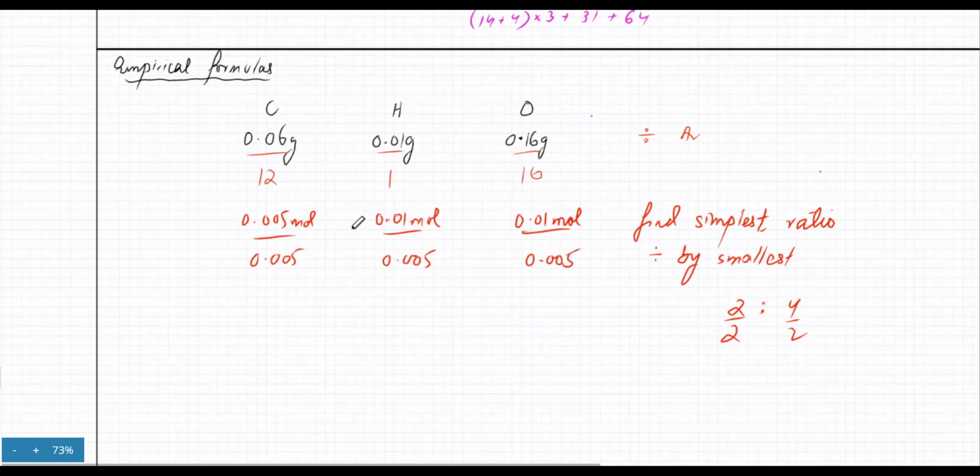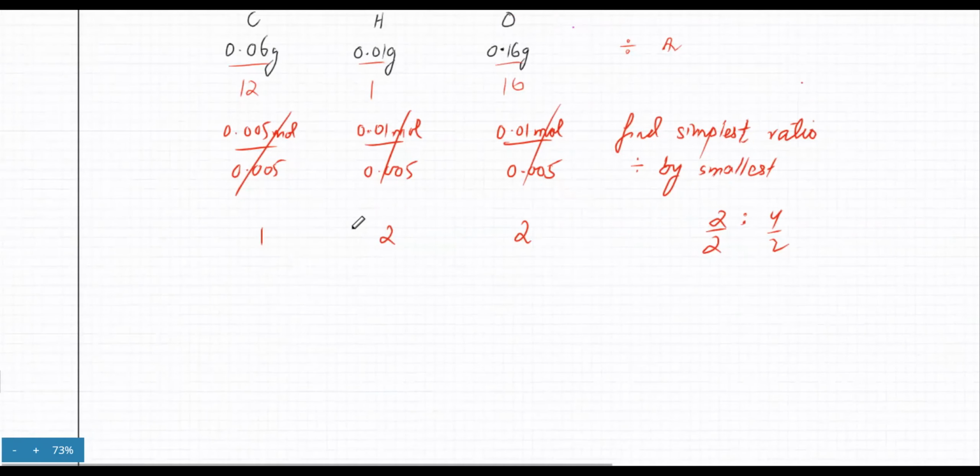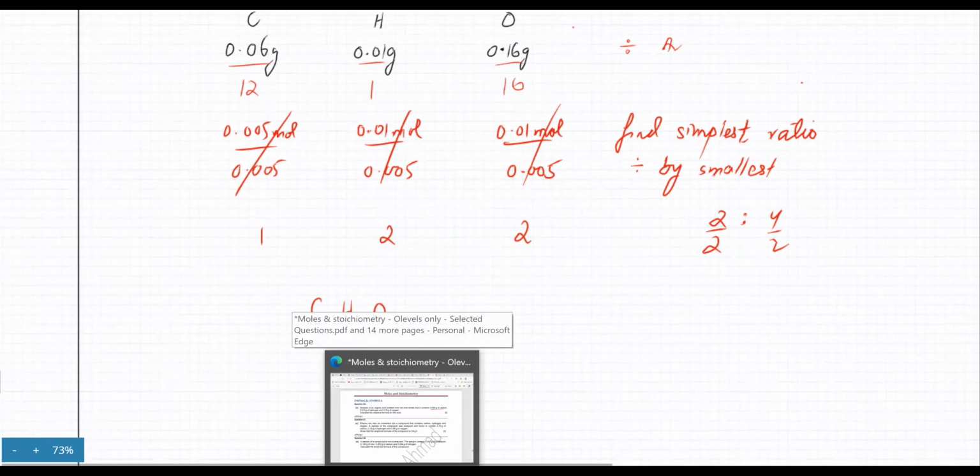Everything would be divided by 0.0005. This would, I think, come out to be 2. This comes out to be 2 as well, whereas this comes out to be 1. इसका मतलब है the formula is C1H2 and O is also 2. So that's the formula, C1H2 and O2. So यहाँ पे that would be the answer.